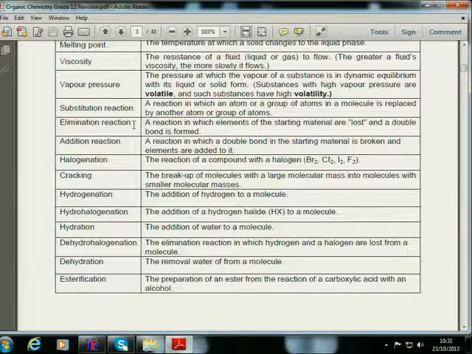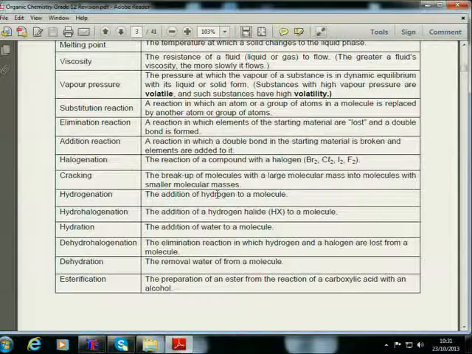Then halogenation, the reaction of a compound with a halogen. Remember, halogens are group 7 elements and they are diatomic molecules. And then cracking, it is the breakup of molecules with a large molecular mass into molecules with smaller molecular masses. And then we have hydrogenation. It is the addition of hydrogen to a molecule.